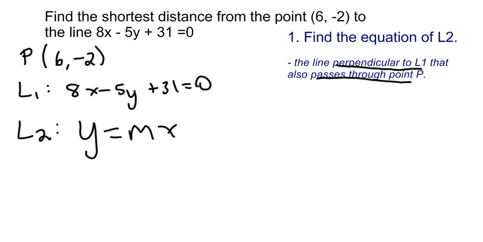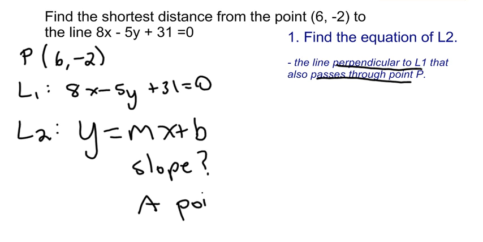And all I need to know now are two little pieces of information. I need to know the slope of L2, and I need to know a point on L2. And I already know a point, don't I? So if you look carefully, we know that L2 passes through point P, and therefore this point here is on L2. So I already know a point that L2 passes through.